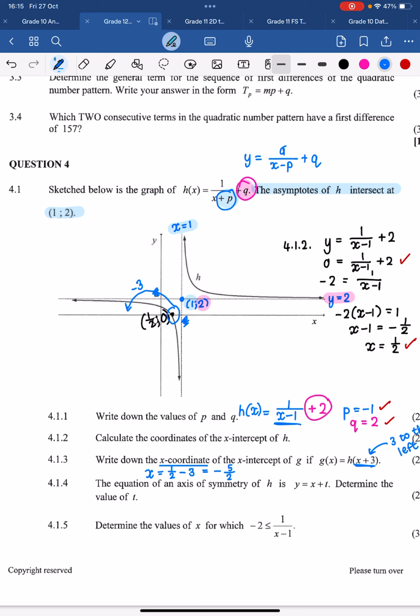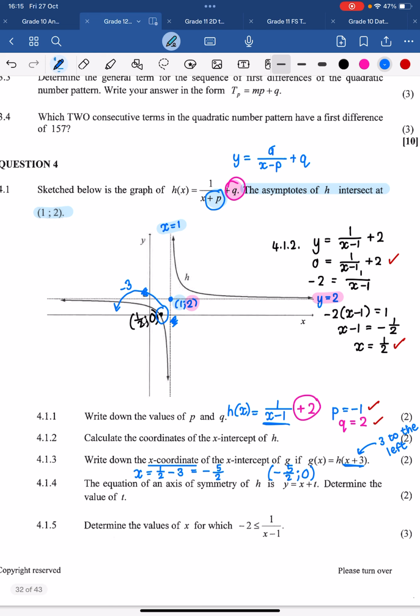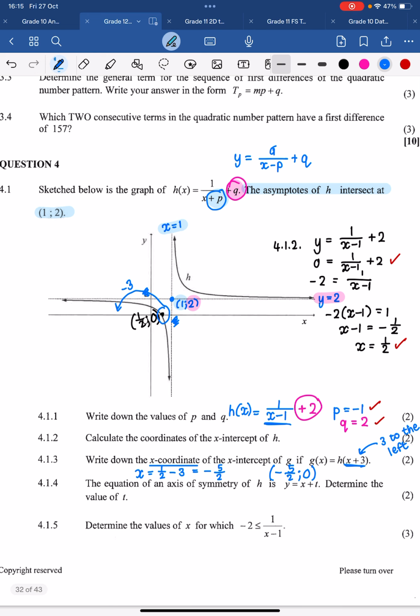So maybe you're asking, what if they didn't just ask for the x coordinate? Well, then it would just be negative 5 over 2 and 0, right? The coordinates of that point would be negative 5 over 2 and 0. It's still the x-intercept, so the y value would still be 0. I think that is maybe what you mean in your question.